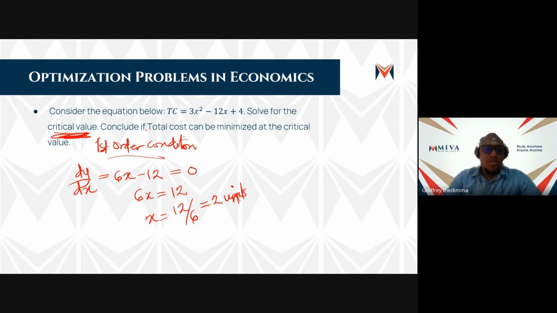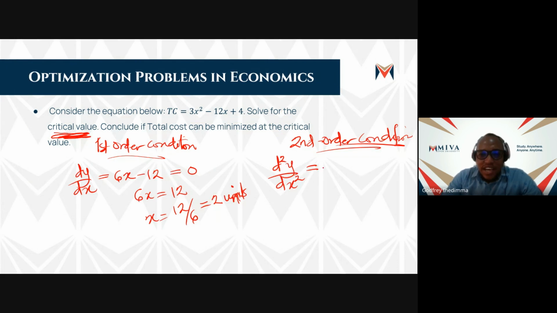So we can now conclude. Now, the second part of the question says, conclude if total cost can be minimized at the critical value. The only way we can find out if it can be minimized is to apply the second order condition. And what does the second order condition say? d²y/dx². Meaning that d²y/dx² means you need to differentiate the differential. We have differentiated dy/dx the first time. So we need to differentiate that dy/dx a second time. And that will give us the second order condition.